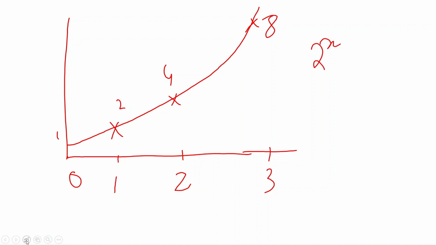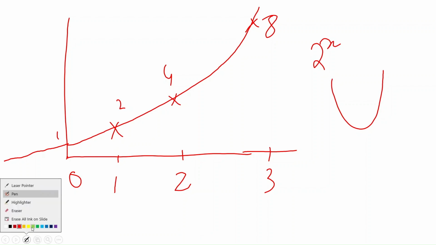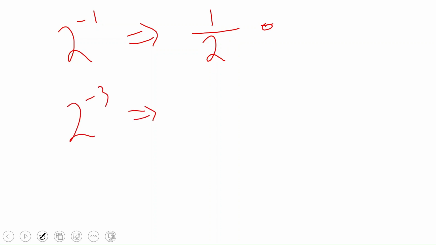Now, this is not like the quadratic function, which is like this, because when it comes to exponentials over here, they decrease because 2 to the power minus 1 is nothing but 1 by 2, right? So these are just some other properties that I should talk about. 2 to the power minus 1 is nothing but 1 by 2. And then let's say 2 to the power minus 3 is nothing but 1 by 2 to the power 3, which is equal to 1 by 8.